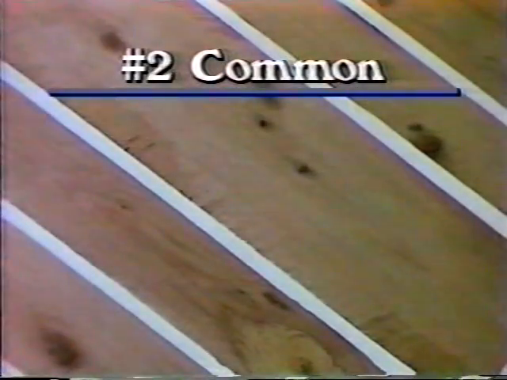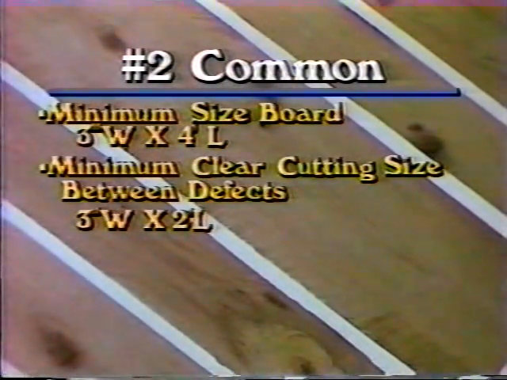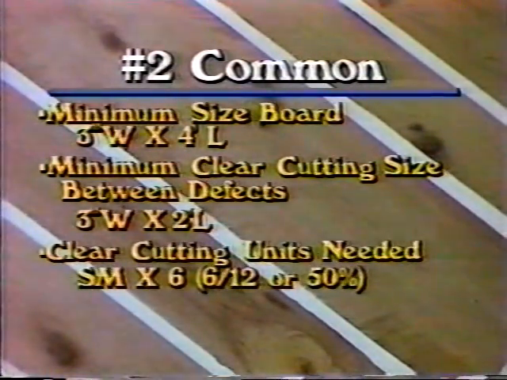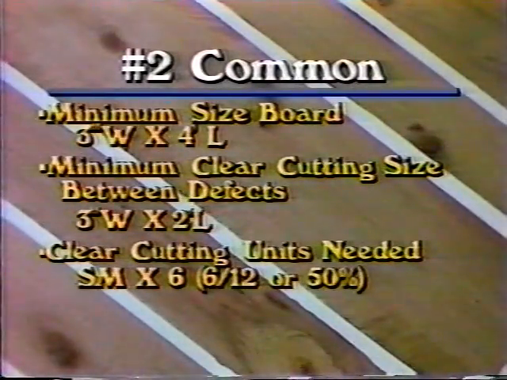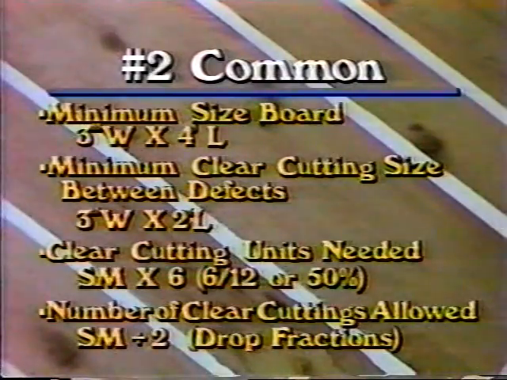Now let's discuss the number 2 common grade. The grade of number 2 common is the economy grade, used for flooring, frame stock, and small clear parts. Number 2 common requires a minimum board size of 3 inches by 4 feet. The clear cutting size for number 2 common is 3 inches wide by 2 foot long. Our clear cutting units needed is surface measure times 6, which is 6/12 or 50% clear. The number of cuttings required is calculated by dividing the surface measure by 2, again dropping fractions.